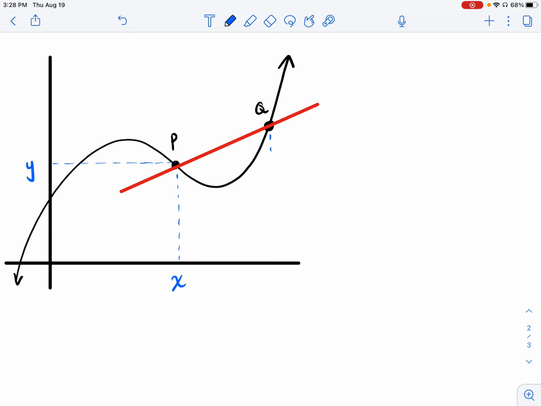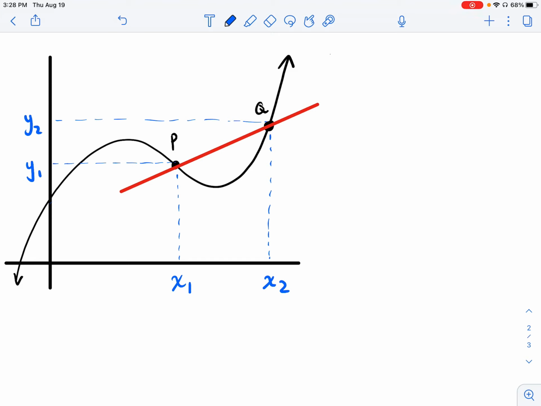Now, I'm going to do the same thing for Q here. I'll label this one x2, and just so we don't get too mixed up, I'll call that x1. And in the same way, I'll call this point here y2, and this one y1. Now, all I've done so far is just label the points.